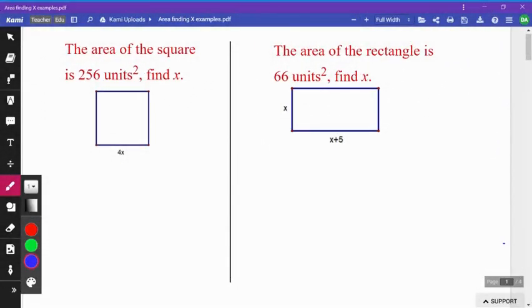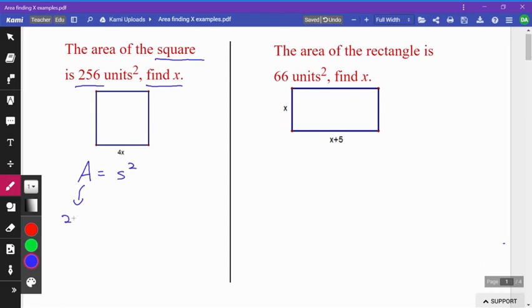Hey kids, today we're going to try and find x given some information about the shape and the area of the shape. So this first example, the area of the square is 256 and I want to find x. So let's remember a few things. One, write down the area equation for a square.